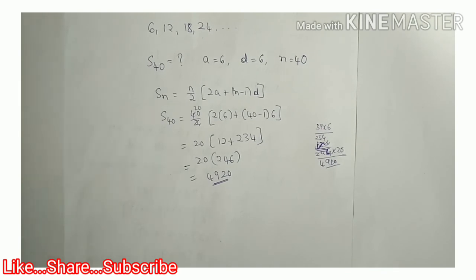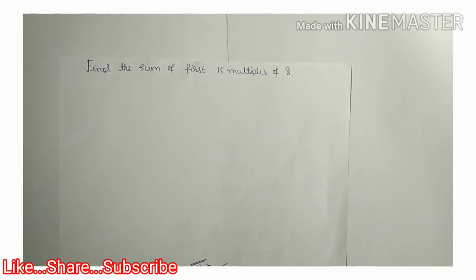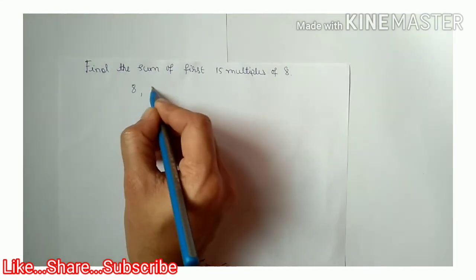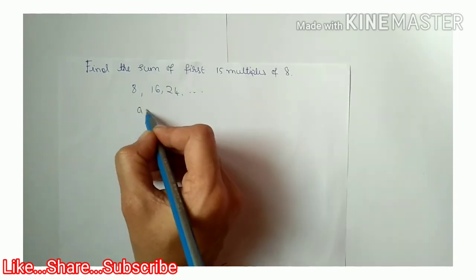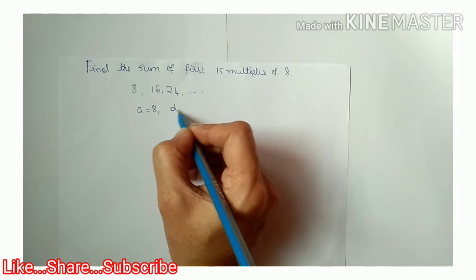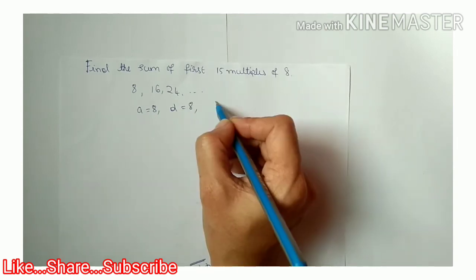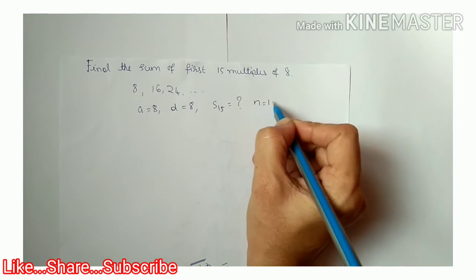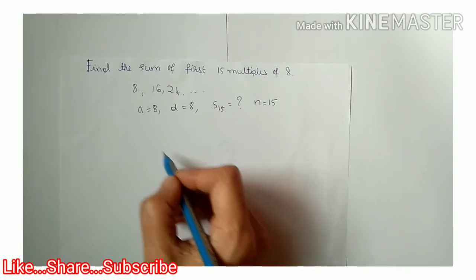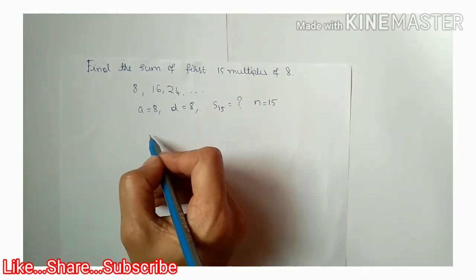Example: find the sum of the first 15 multiples of 8. The first 15 multiples of 8 are 8, 16, 24 and so on. Here the first term is 8 and the common difference is also 8. We need to find S15, where n is the number of terms, 15.